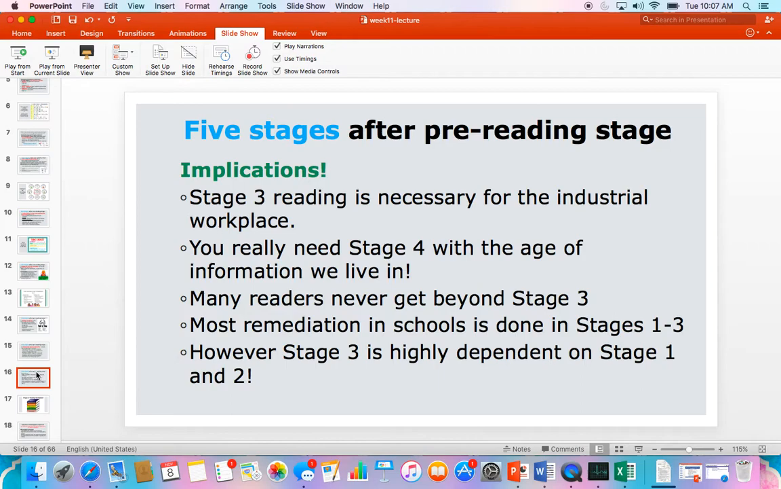In schools, most remediation is done between stages 1 to 3, but stage 3 is highly dependent on stage 1 and 2. So if a teacher keeps moving a student along and never really goes back to stage 1 and 2 to make sure that there's a solid foundation, the student is going to struggle with the later stages.